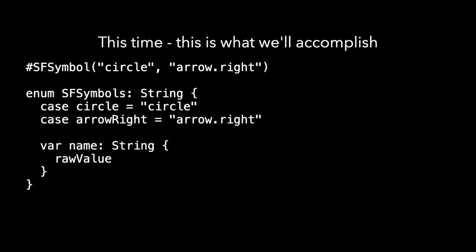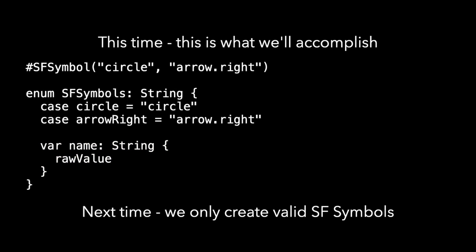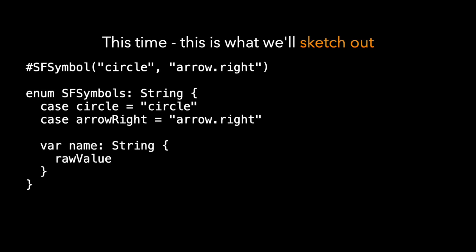So this time, this is what we're going to accomplish. Next time, we'll only create valid SF symbols, so you'll know at coding time if you've used a string that isn't quite right. To be clear, I'm just going to sketch out how we would accomplish this. This is an example from my workshop, and it's going to be in my book, so this is just a quick sketch of what it does. We're going to create a declaration macro. We haven't seen that yet.